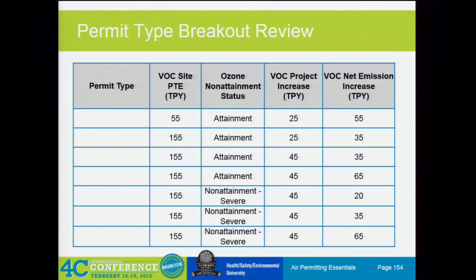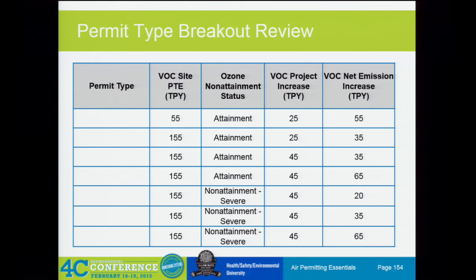Correct, and that's because our PTE was above 100 tons, so we're above the major source thresholds for Title V. We had to look at the project increase. It was below 40 tons, and so we looked at our net emission increase, and that was also below 40 tons, and so it triggers the state-only permits and the Title V.